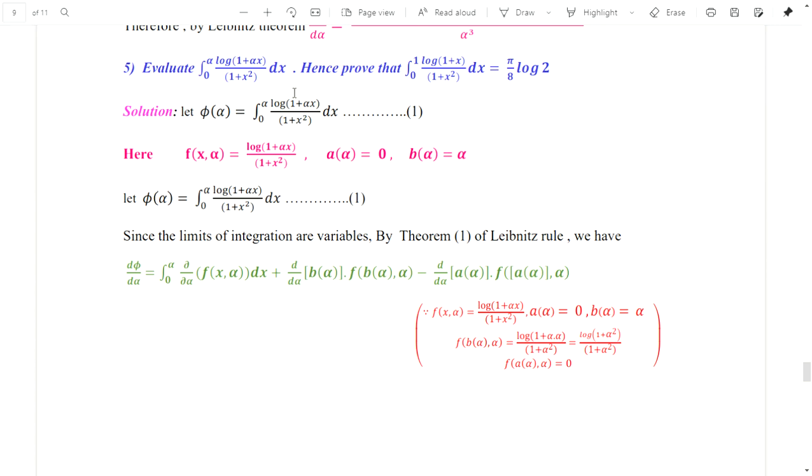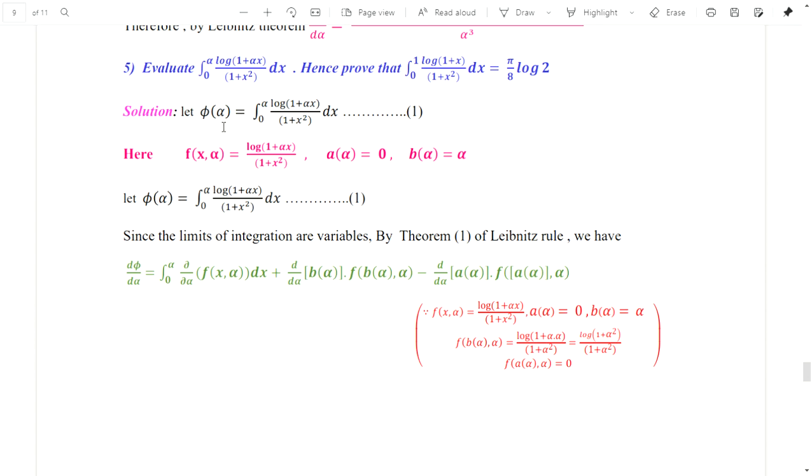Here the problem is the integral from 0 to alpha of log of (1 plus alpha x) by (1 plus x squared) dx. Nothing is given, like apply Leibniz rule. To evaluate this integral without applying Leibniz rule, we can't evaluate it by any of the known methods we learned till now, because here we have x in the numerator as well as in the denominator. So there is no other option, we have to apply Leibniz rule.